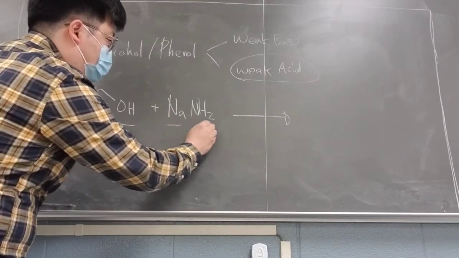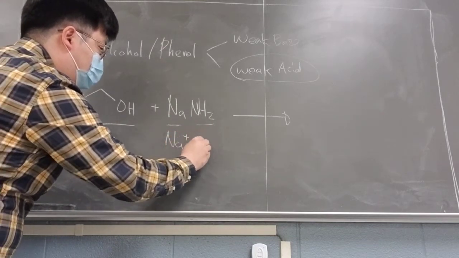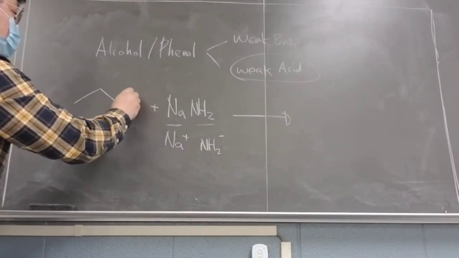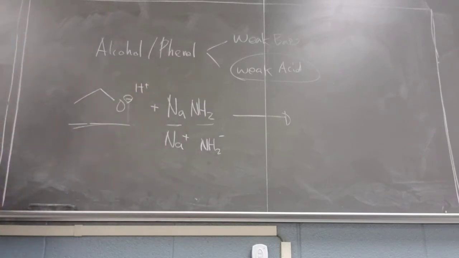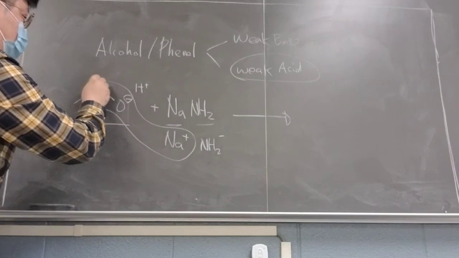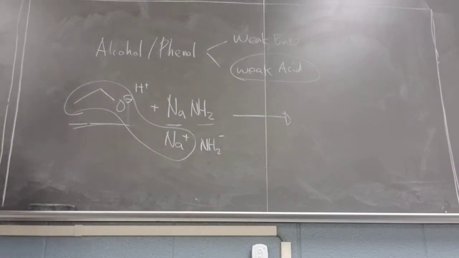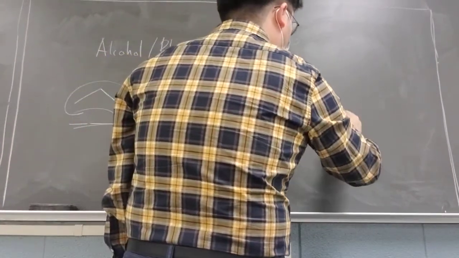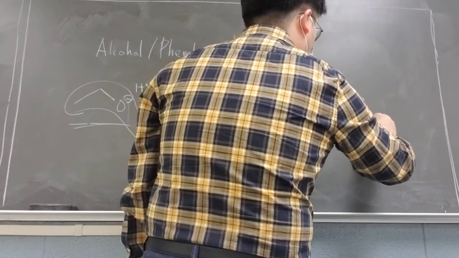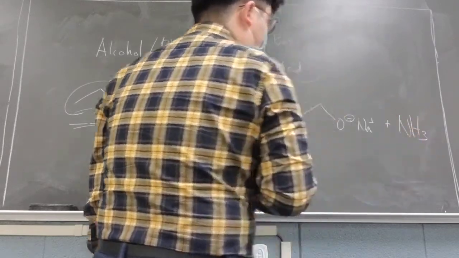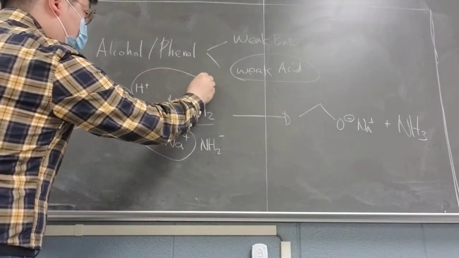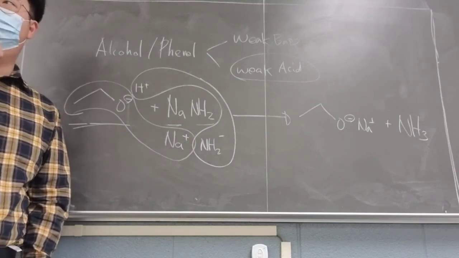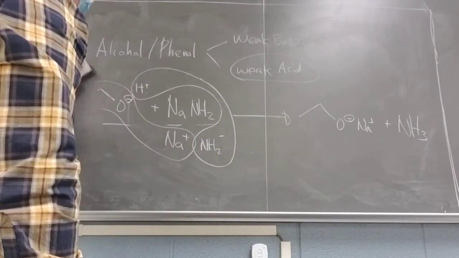So if you look at this over here, this is basically what happens. This will donate the protons, then it will become this one. These two can pair as the sodium alkoxide form, and this one picks up the proton and becomes ammonia. So this will become this one. There you go. See? Good.